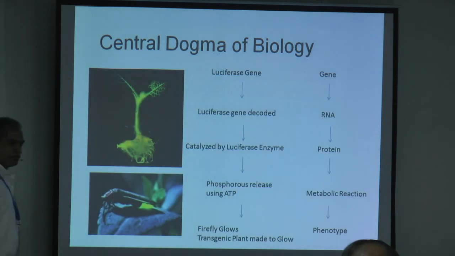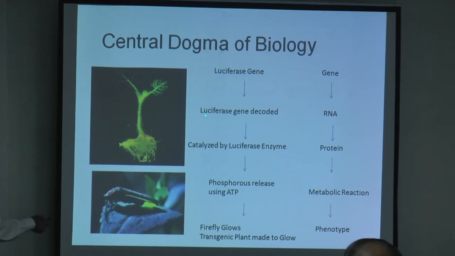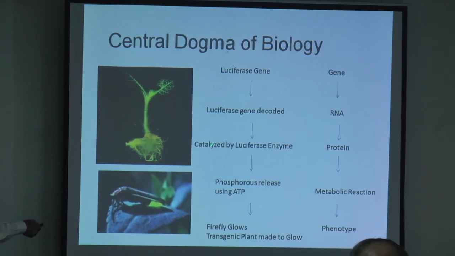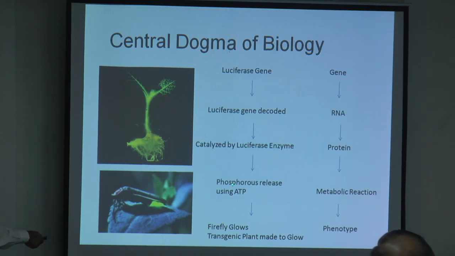For example, you have the luciferase gene. You can decode it to give RNA, and you have the luciferase enzyme, which uses ATP and releases light, so it glows. That's why a firefly glows. The phenotype of a firefly is that it glows in the night. Why is it able to do that? Because it has a reaction, it has an enzyme, it's decoded, and in coded form it's a gene. This hierarchical connection makes a firefly glow.